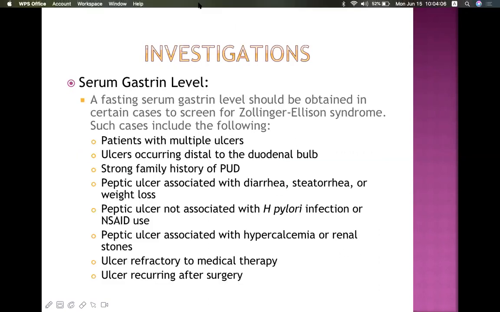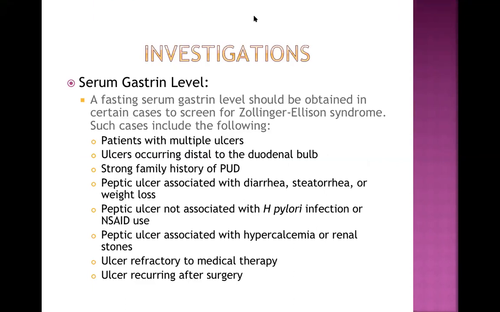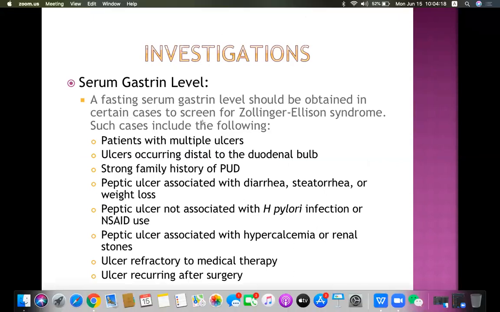Now another important part is the confirmation of Zollinger-Ellison syndrome. Now, how we confirm this particular diagnosis? By measuring serum gastrin level. And we all know serum gastrin level is high in case of Zollinger-Ellison syndrome because they are associated with a tumor which is called gastrinoma in the pancreas. That tumor will produce large amount of gastrin which is causing all the problem here.